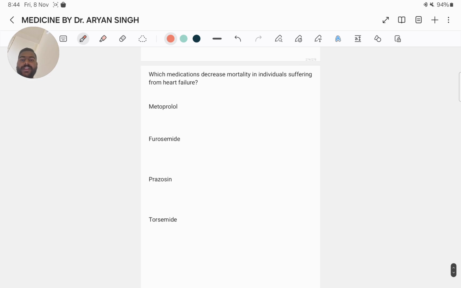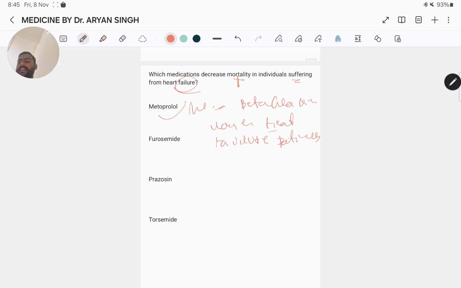Next question: which medication decreases mortality in individuals suffering from heart failure? Metoprolol. Very important question, because metoprolol is a beta blocker. Beta blockers have been shown to lower mortality in heart failure patients. And ACE inhibitors have also been shown to decrease mortality in patients with heart failure.